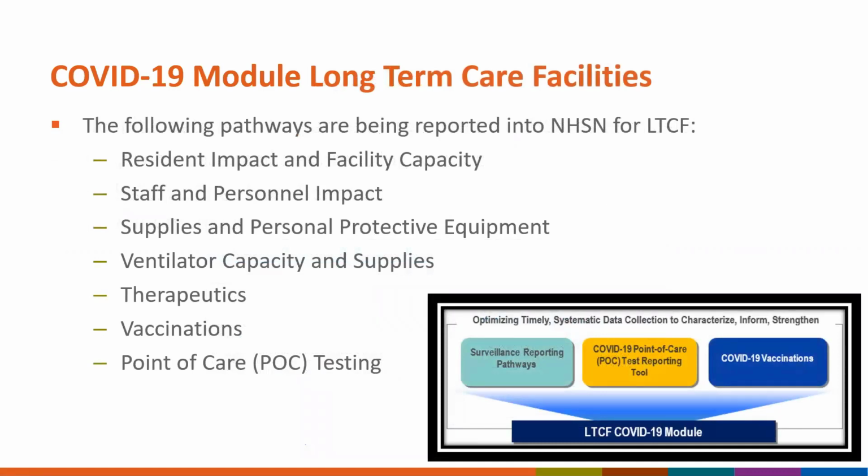For long-term care facilities, the following pathways are being reported for: resident impact and facility capacity, staff and personnel impact, supplies and PPE, ventilator, therapeutics, vaccinations, and POC testing, also known as point of care testing.